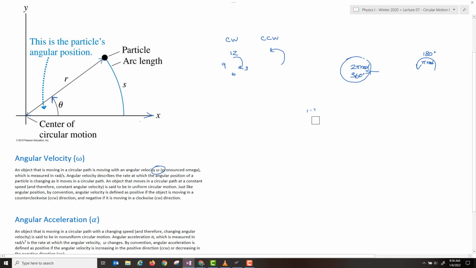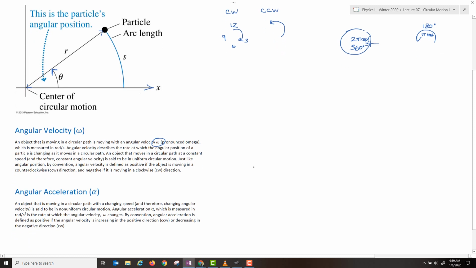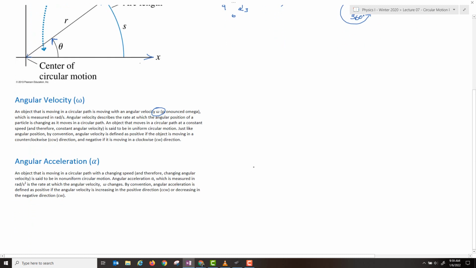Just like angular position, by convention, angular velocity is defined as positive if the object is moving in a counterclockwise direction, negative if it's moving in a clockwise direction. So that's the convention that we're using: clockwise, negative; counterclockwise, positive.